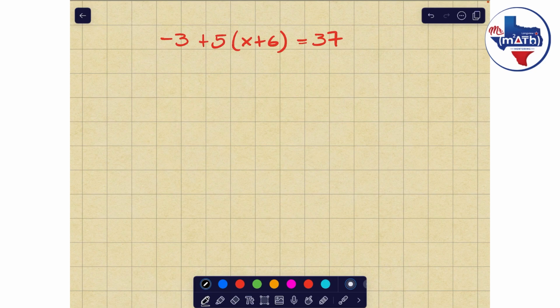Today we will be solving multi-step linear equations. Okay, let's jump into this problem.